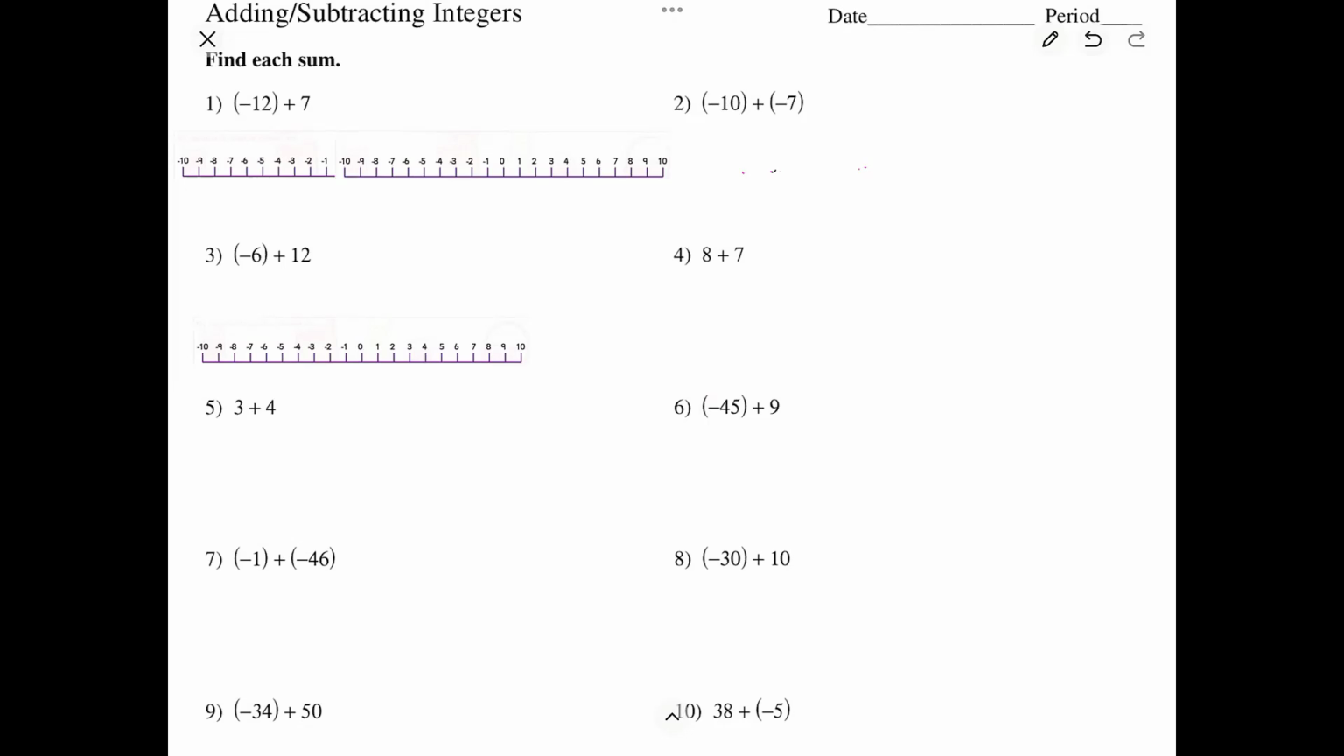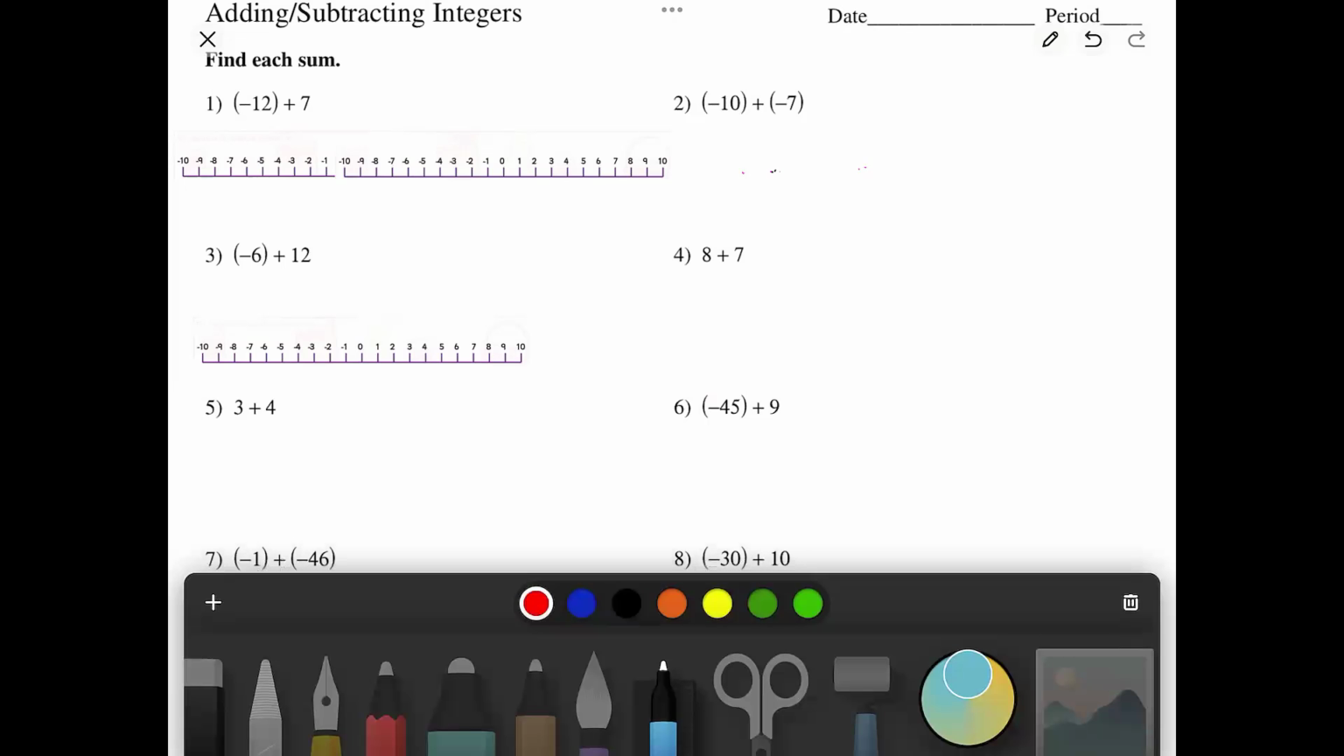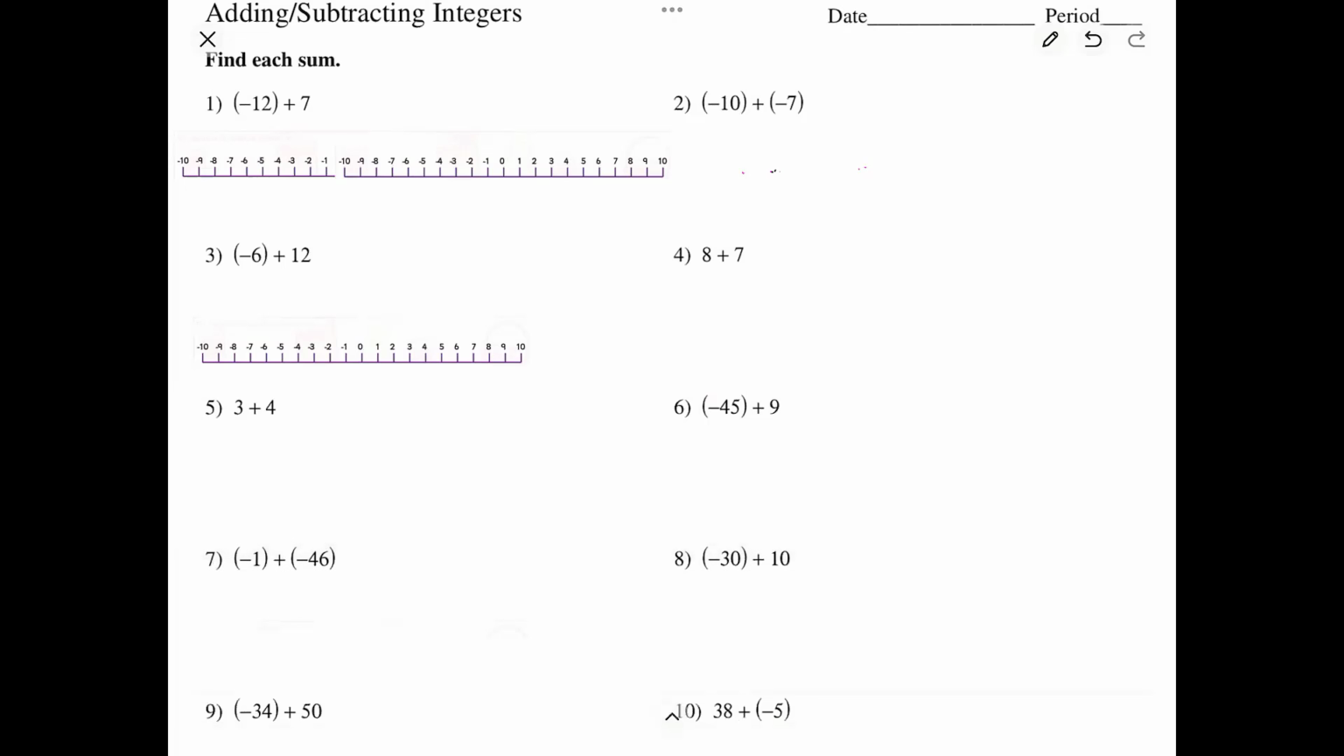So it says you've got a negative 12. So what I'm going to do is start at 0, which is here, and count to the left because it's negative 12. So it's going to be 1, 2, 3, 4, 5, 6, 7, 8, 9, 10, 11, 12.